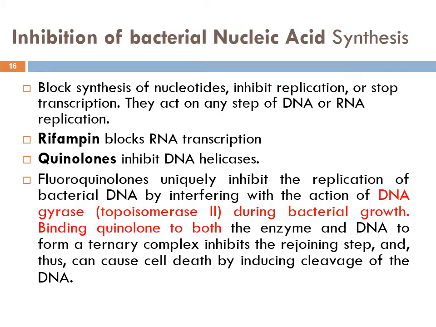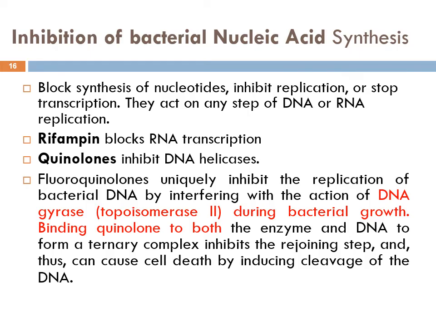The third important mechanism of action is the inhibition of bacterial or microbial nucleic acid synthesis, inhibition of nucleotides, inhibition of replication, or stopping transcription, acting on any step of DNA or RNA replication. Rifampin blocks the RNA polymerase, so it affects RNA transcription. Quinolones affect the DNA helicases, topoisomerases, or DNA gyrases, which are very essential for the replication of bacterial DNA.